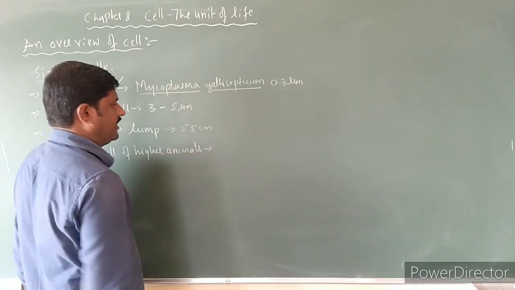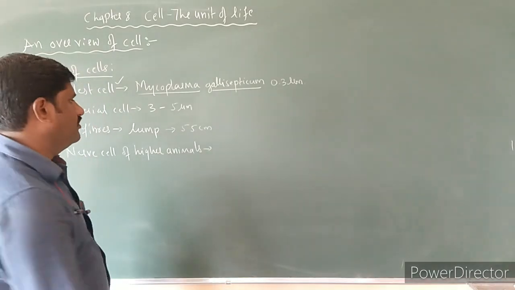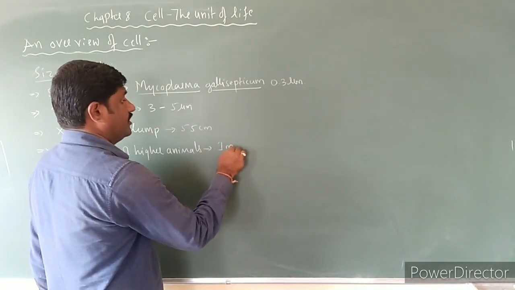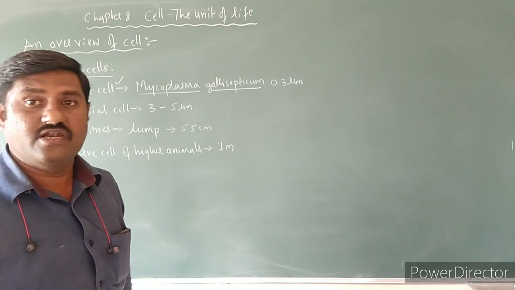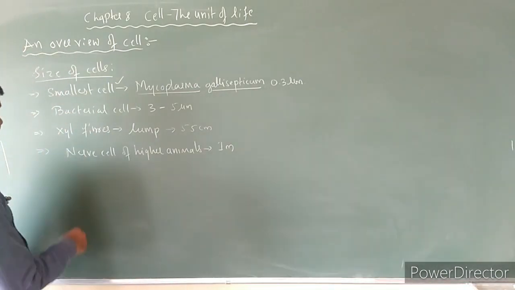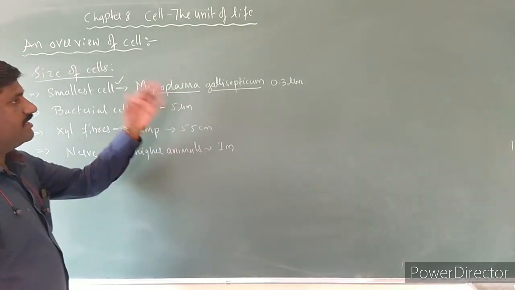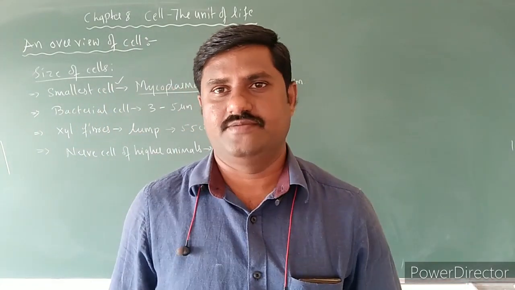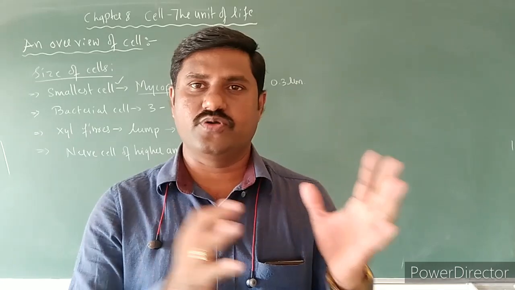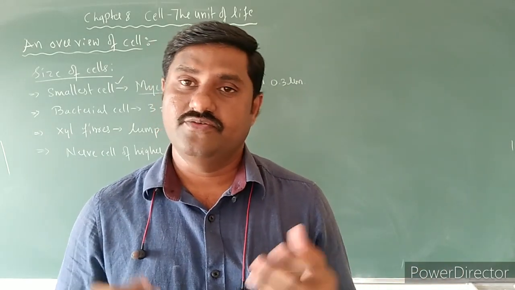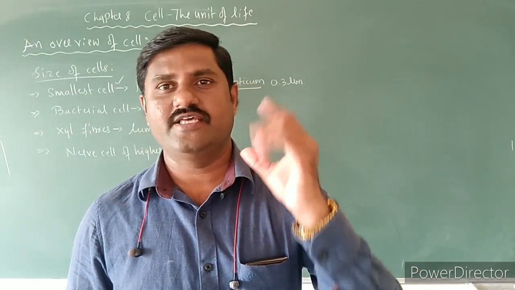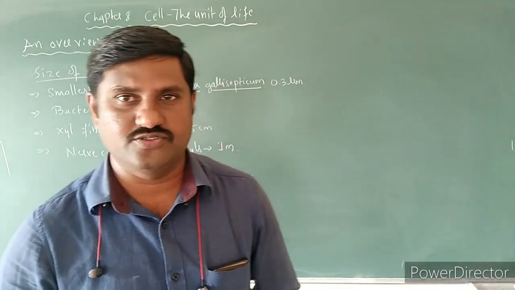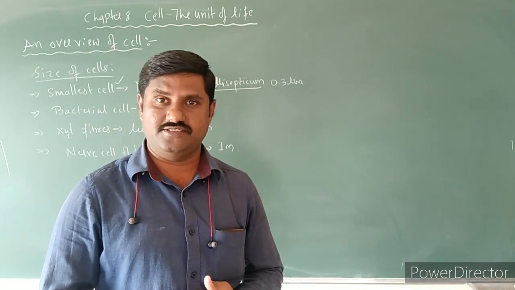Nerve cell of higher animals is about 1 meter in length. So these are different sized cells that we come across over here. Like this prokaryotic cell, eukaryotic cell, whenever we consider the smallest, largest cell that we come across over here, which is the largest cell?